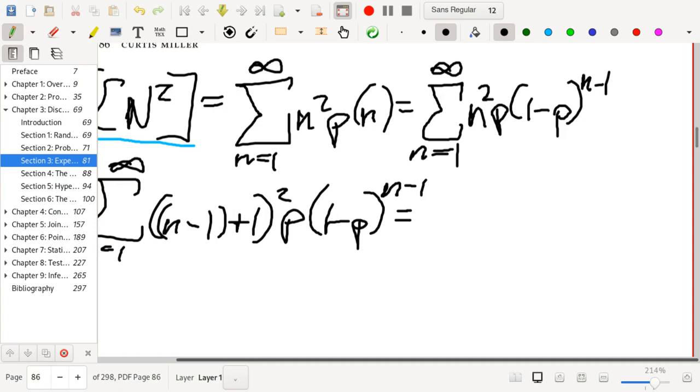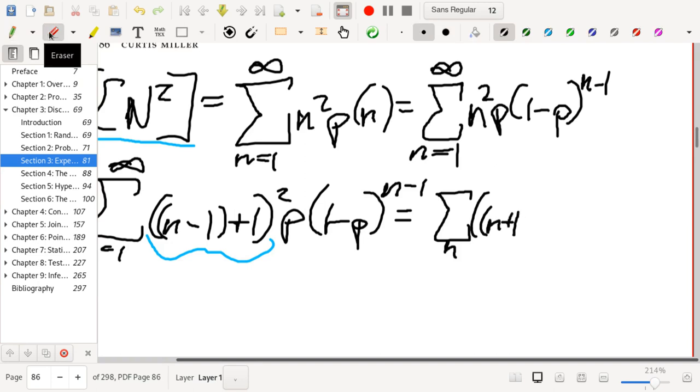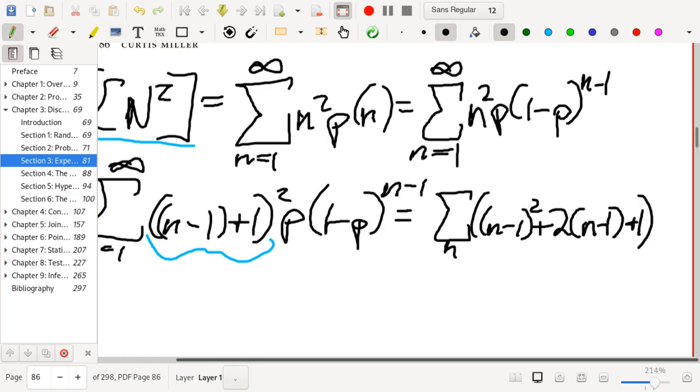All right, so here we go. This part right here is a perfect square, so we can now write that part. I'm not going to write n equals 1 to infinity all the time. That's going to get annoying. So I'm just going to write sum over n down here. And say we've got n plus 1. No, not n plus 1. N minus 1. We've got (n minus 1) squared plus 2 times (n minus 1) plus 1, and then we've got p (1 minus p) to the power n minus 1.